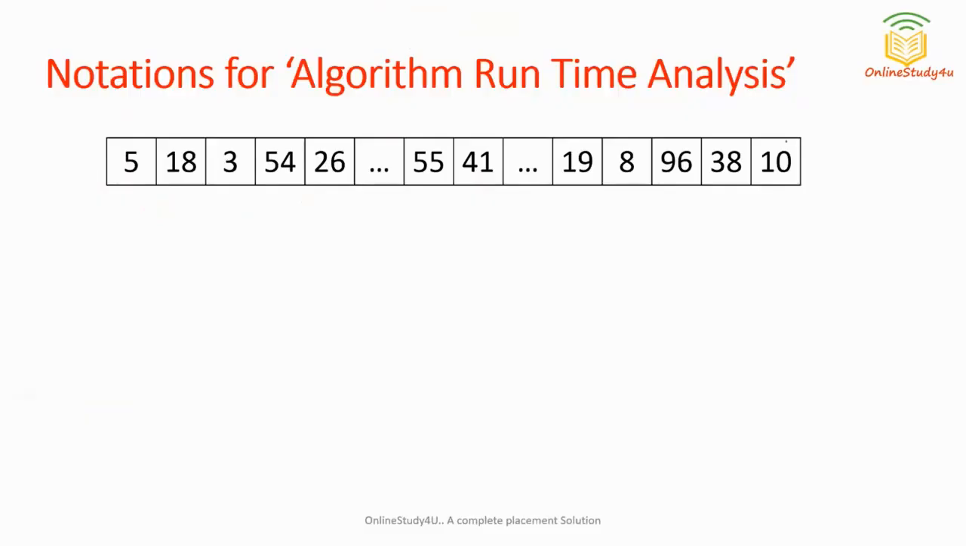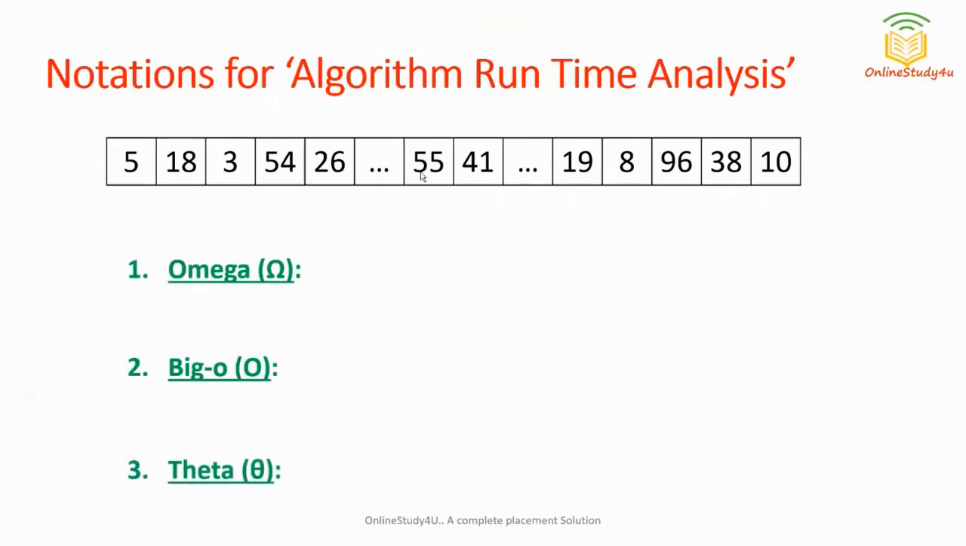Now for a linear search algorithm, suppose we want to find a number in this array. You have to tell me the time complexity in terms of omega, in terms of big O notation, and in terms of theta notation. Just tell me with the notations also. You can write it like this: omega equal to this, big O equal to this, and theta equal to this.